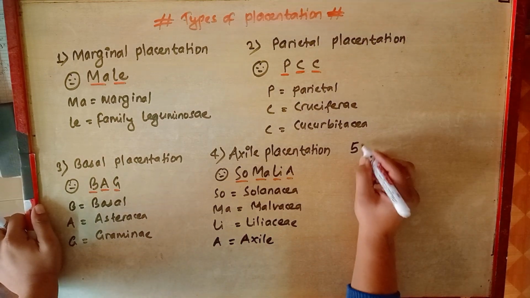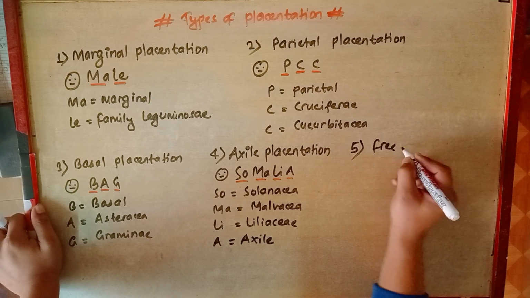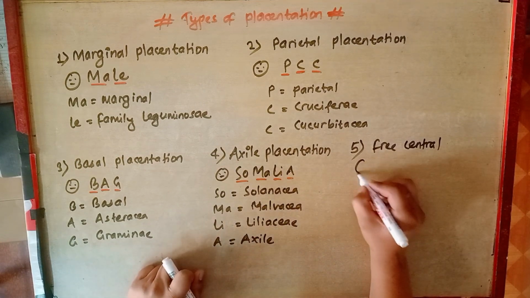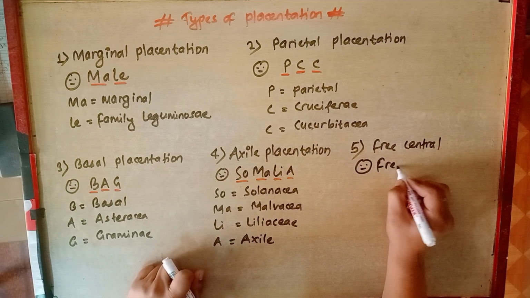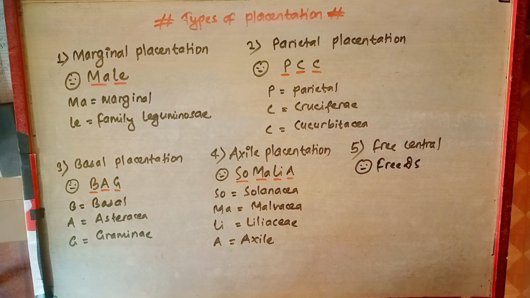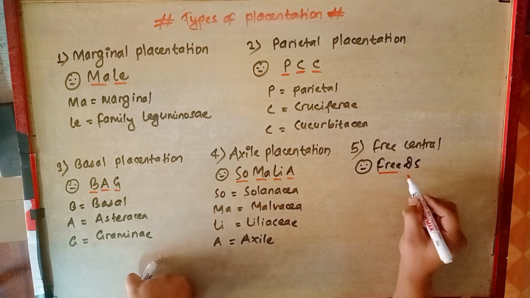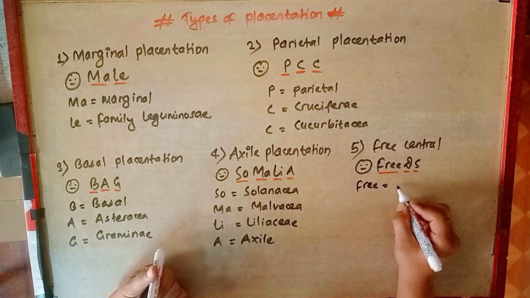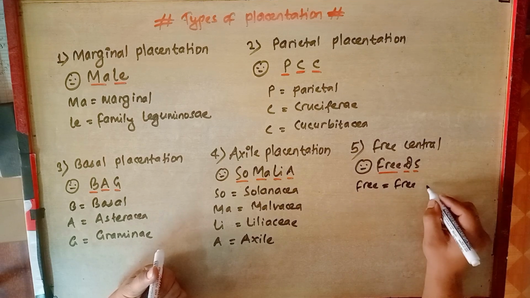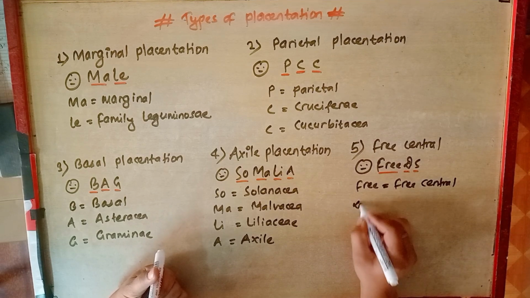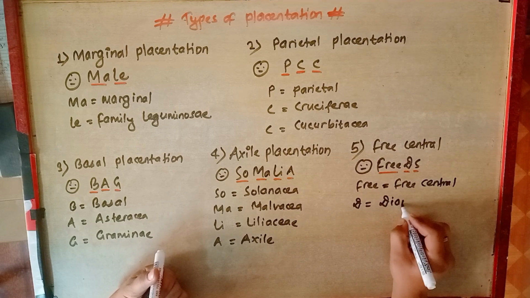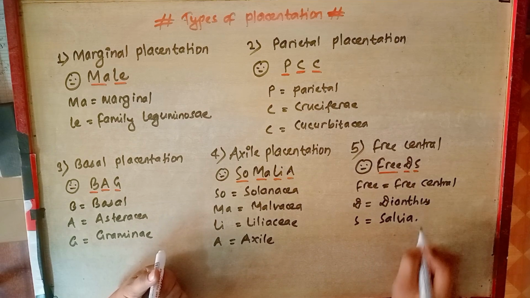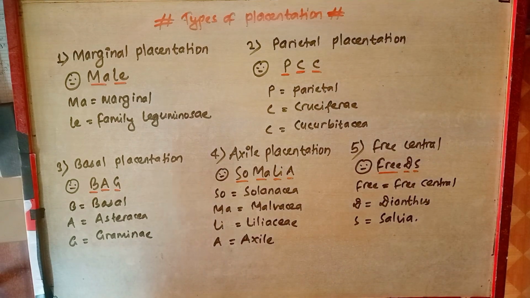And last, we have free central placentation. For the examples of this, remember Fritz. Free, D and S. Free means free central placentation, D means Dianthus, and S means Salvia. So this is all about the types of placentation.